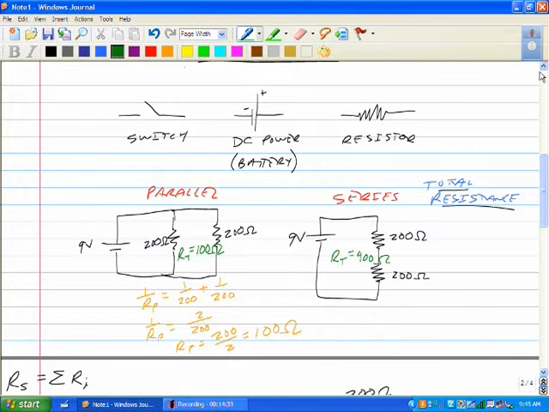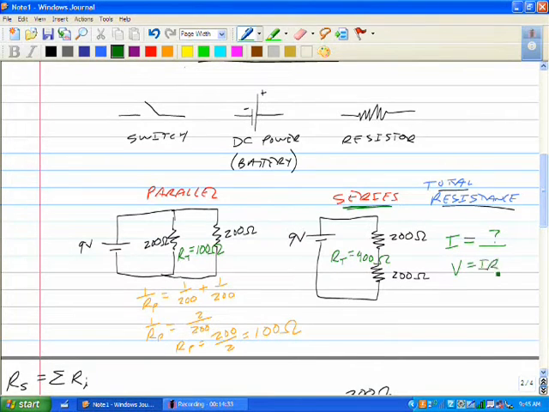If we come back to this series branch, if I said find the current, let's do it through the battery, how would you do that? 9 divided by 400. Excellent.